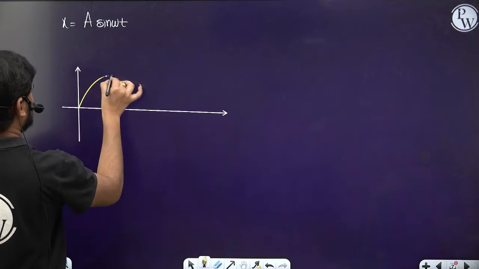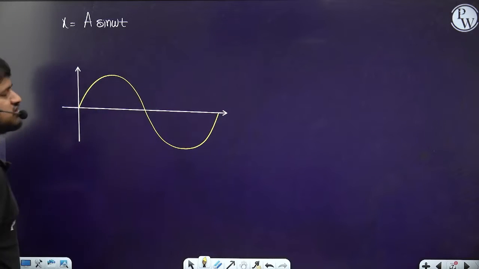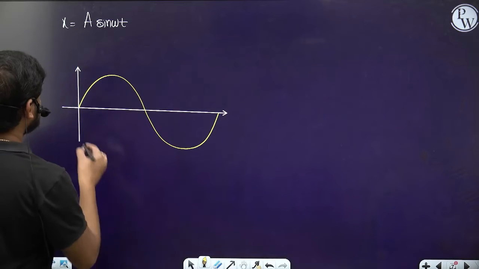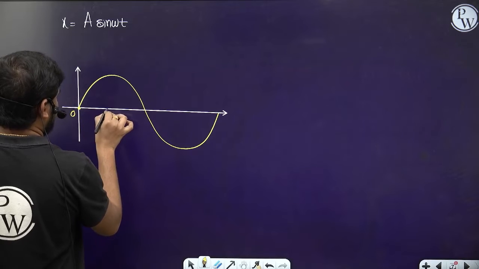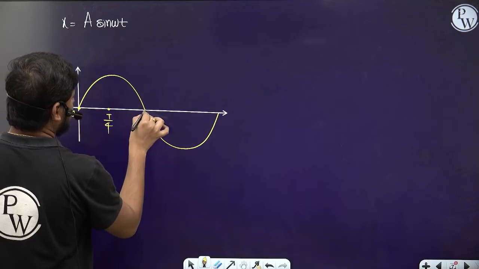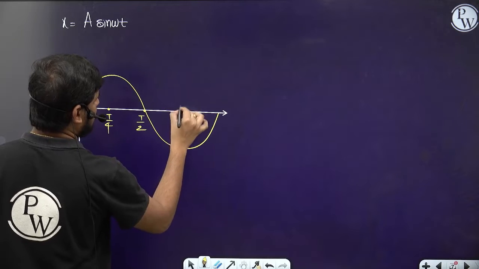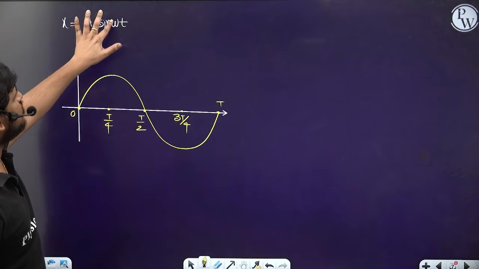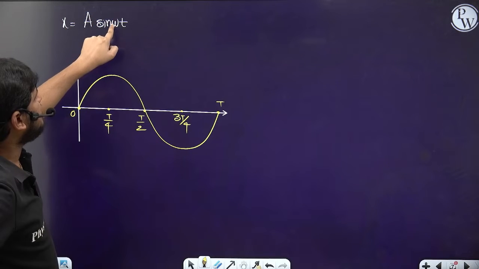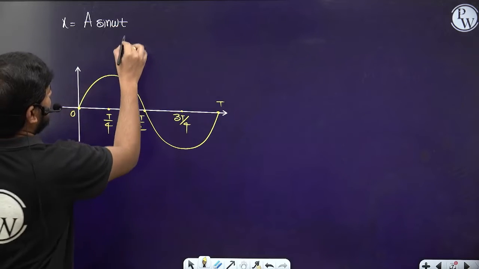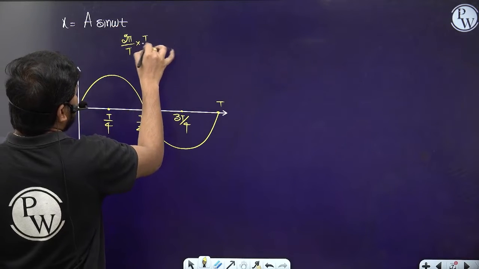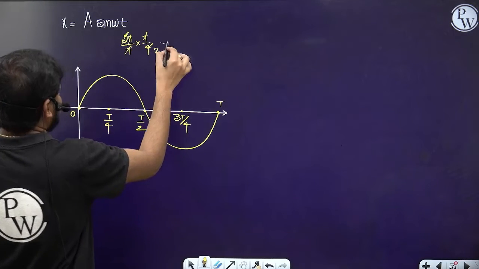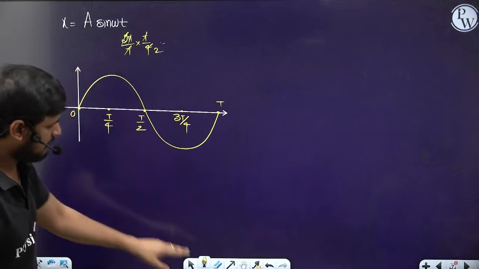This is how it looks. It is a sinusoidal graph, x is equal to a sin omega t. It starts from the mean position 0, and then T by 4, T by 2, 3T by 4, then T. If you want, you can substitute omega as 2 pi by T. In place of time, if you write T by 4, then 2 pi by T into T by 4, the T cancels, so it is sin 90, which is 1. So this is going to be maximum.